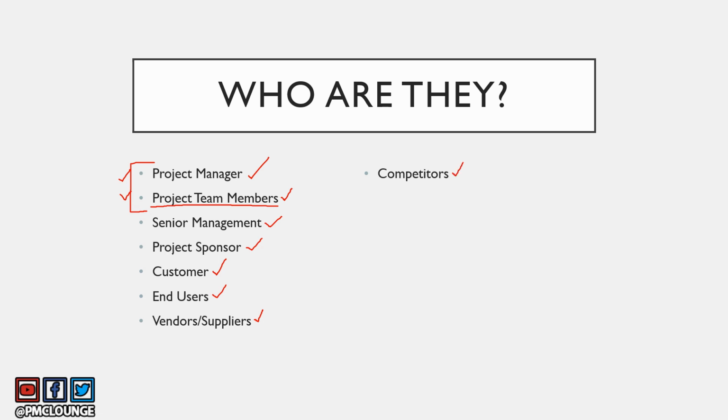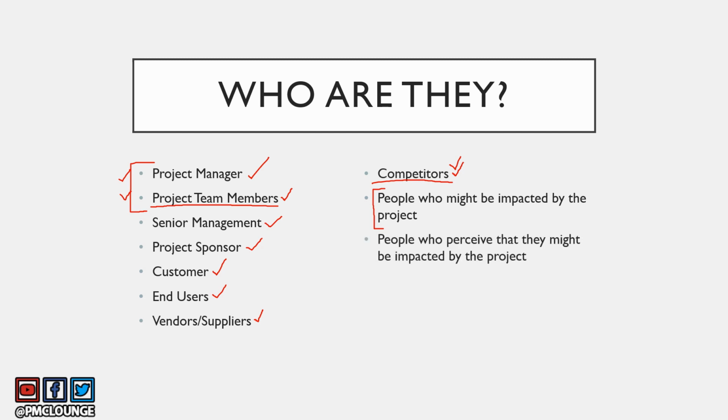Competitors can also be your stakeholders. Why? Remember the definition. Someone who can impact your project or someone who can be impacted by your project, even someone who perceives that they may be impacted by your project. They are all your project stakeholders, and competitors definitely fit in this definition. People who might be impacted by the project. So anyone that we have left out, any kind of people that could be impacted by the project, they are also stakeholders. People who perceive that they may be impacted by the project, this is right out of the definition we discussed in the previous slide.